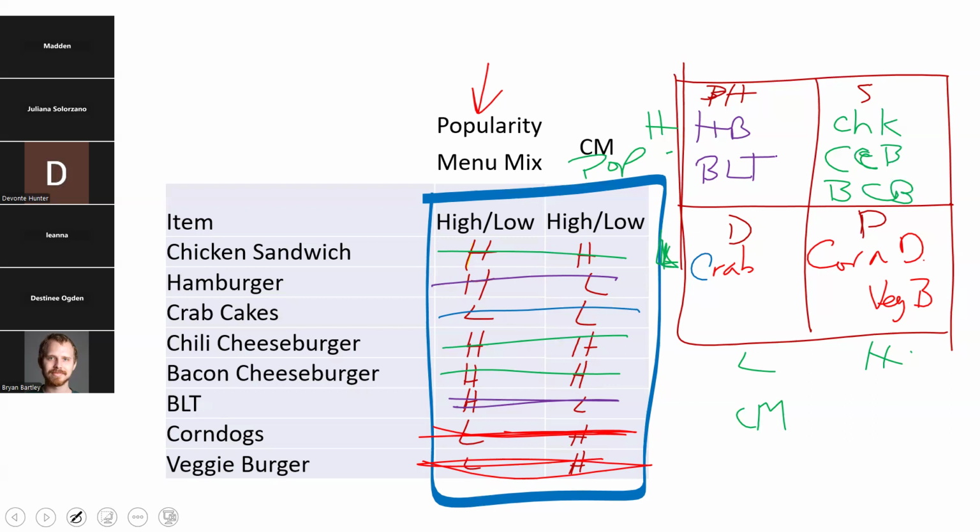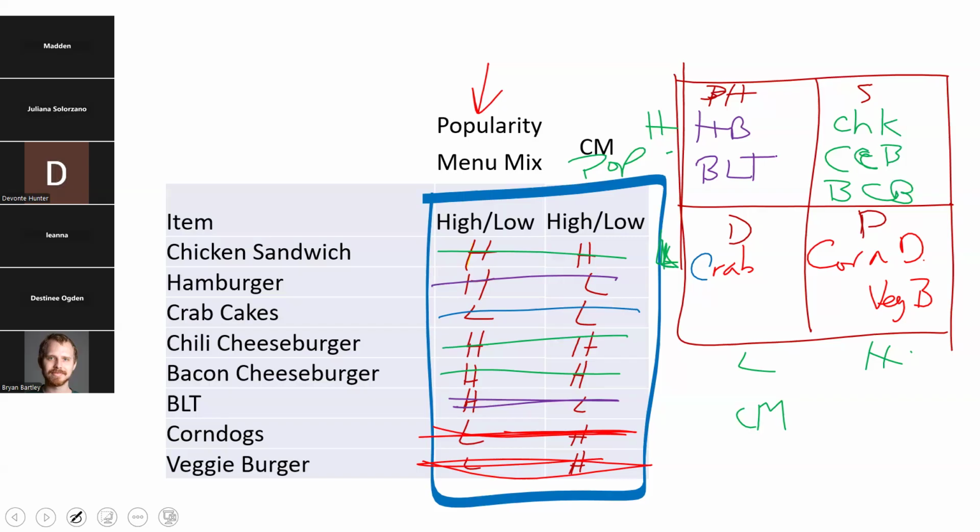red meat. So maybe they don't want chicken as the white meat, but there's seafood as an option as well. So maybe we might have crab cakes during that time, and then every other time we just leave it off of our menu. Okay. The puzzles, corn dogs and the veggie burgers.